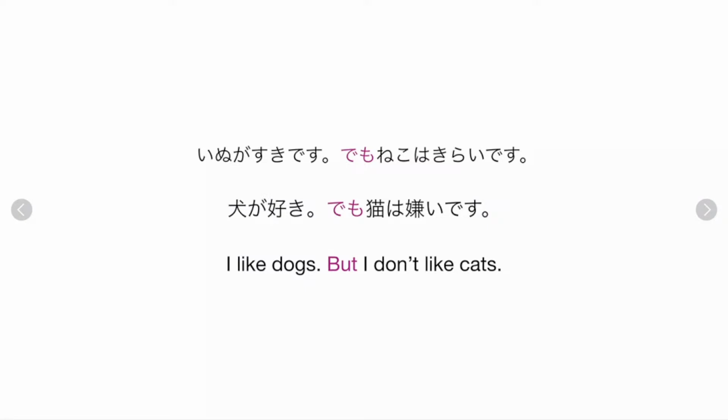Inu ga suki desu. I like dogs. Demo, neko wa kirai desu. But cats, I don't like. Right? So you can see, if we didn't have this demo and we just had two sentences, it is Inu ga suki desu, neko wa kirai desu. I like dogs, I don't like cats. And this demo is highlighting the contrast between the first sentence and the second sentence. And so, I like dogs, but I don't like cats.